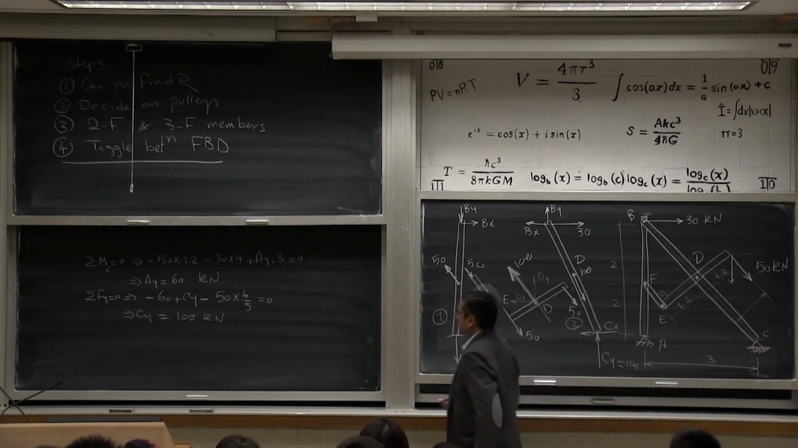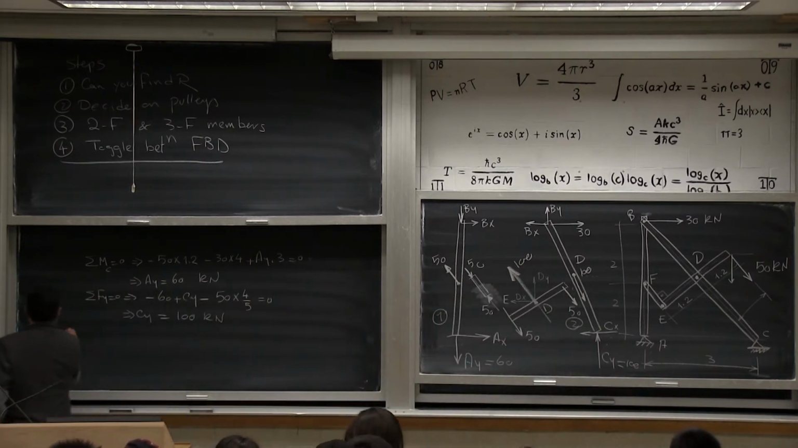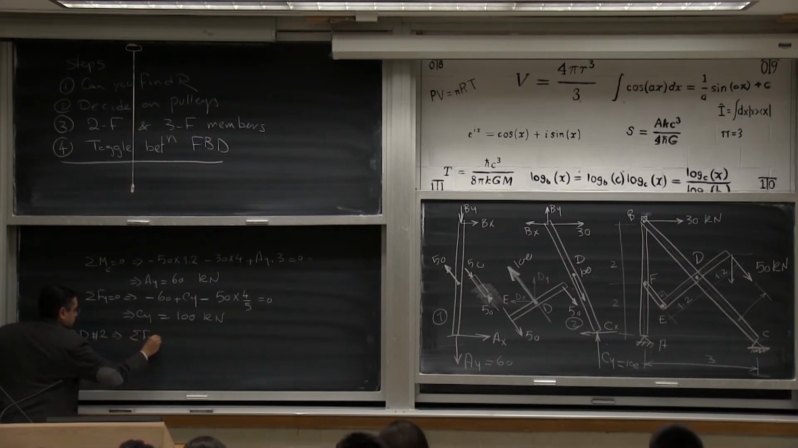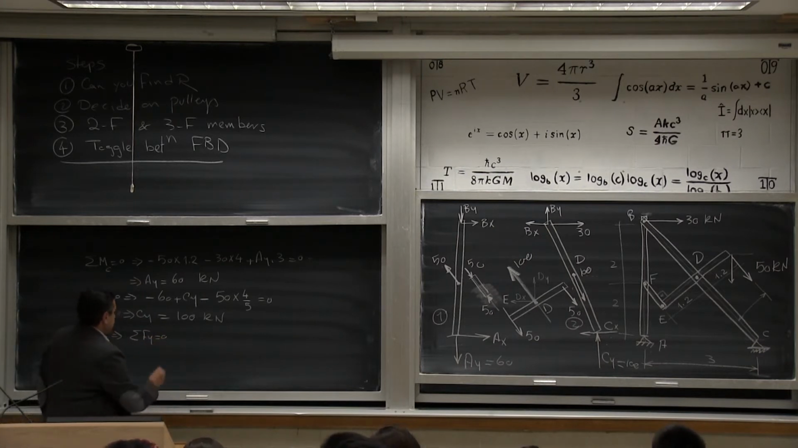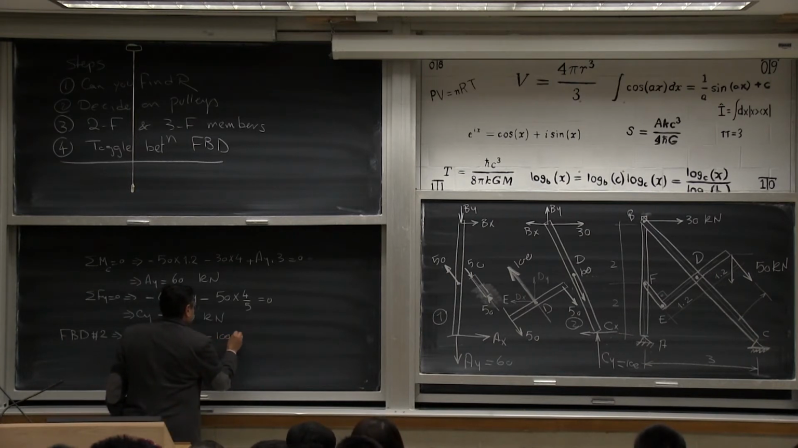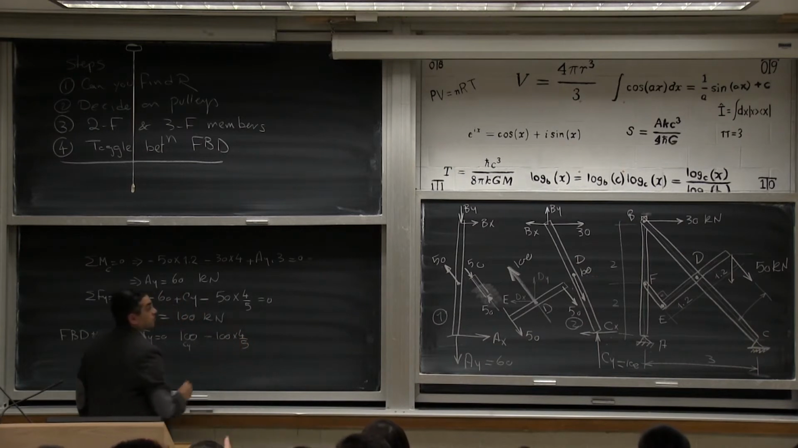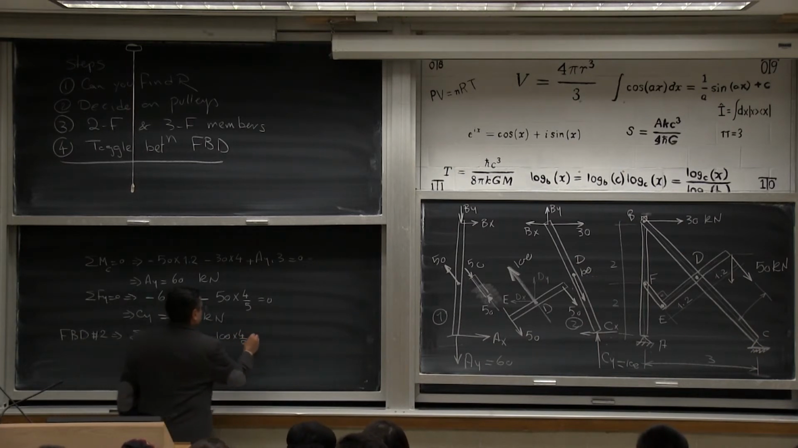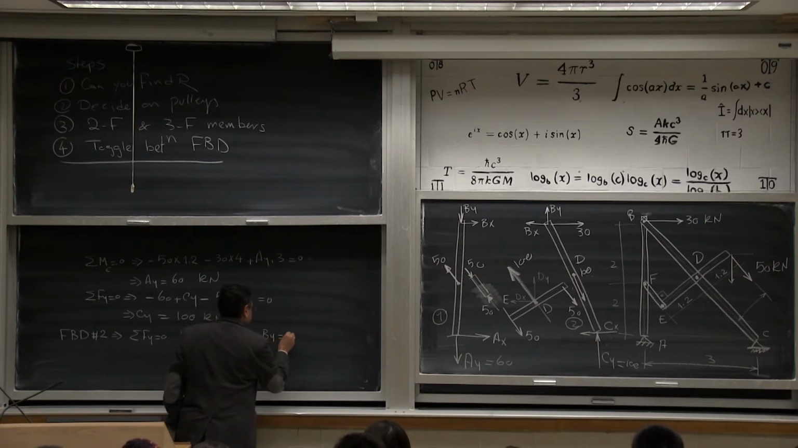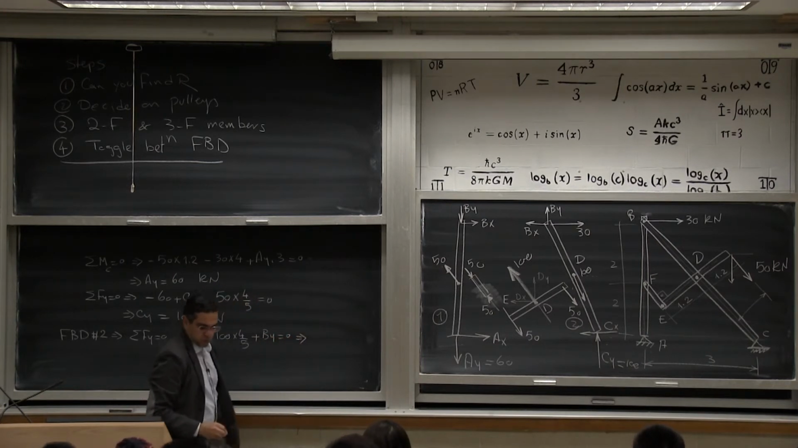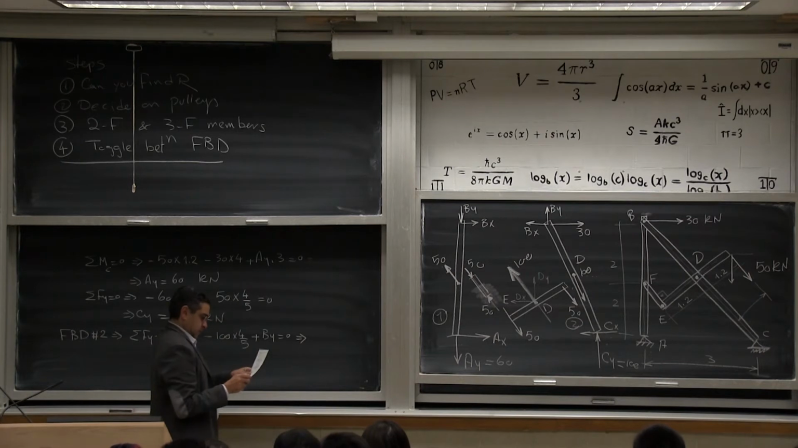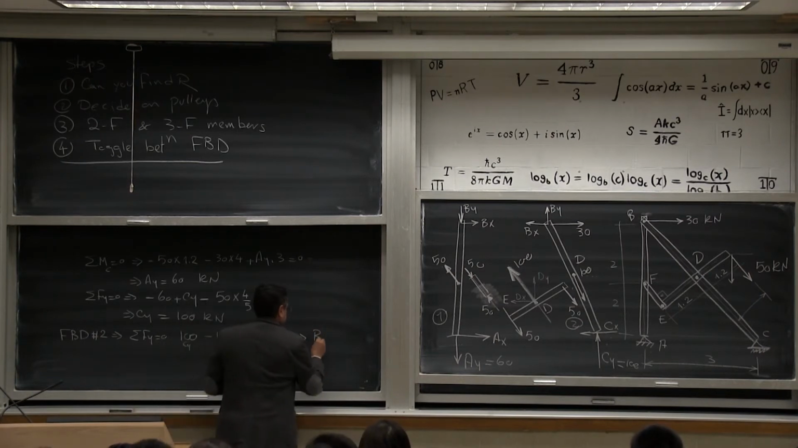Sigma Fy, so free body diagram 2. I'll say sigma Fy equals 0. That means 100, that's the Cy, minus 100 by 4 over 5, plus By equals 0. That gives me By to equal minus 20.